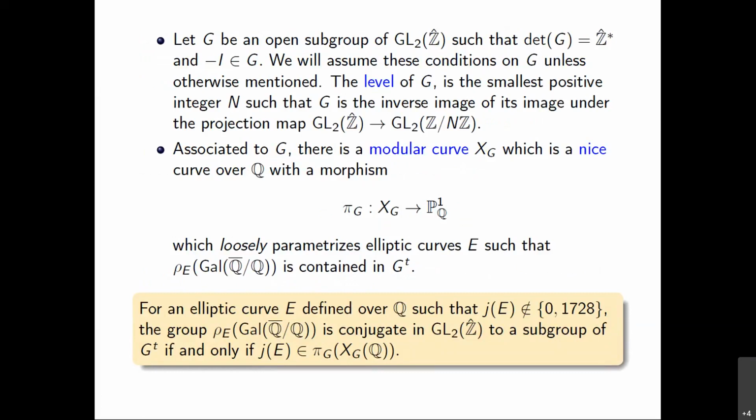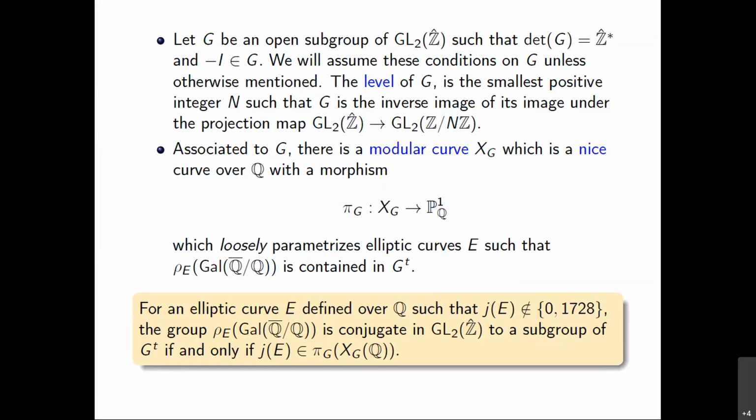So let me fix an open subgroup G of GL_2(Ẑ) with two conditions: that it has full determinant and it contains negative identity. And the level of G is the smallest positive integer n such that when you project GL_2(Ẑ) to GL_2(Z/nZ) and you take the inverse image, you recover the full group G again. So associated to this group, we have a modular curve X_G, which is a nice curve over Q. And by nice, I mean it is smooth, projective, and geometrically irreducible. And it has a morphism π_G from X_G to P^1_Q, which is also defined over Q.